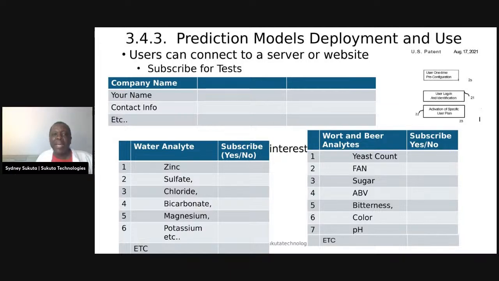As for sign up, the first thing I showed you earlier, just your name and contact information, and as you do that, you pick a plan. For example, basically what analytes do you want to check? So for water, you could pick zinc, sulfate, chloride, bicarbonate, magnesium, whatever water chemistry you want for your brew. So we can predict that, how much is in it? Is the zinc even there? How much of it's there? Is the sulfate even there? And so on and so on.